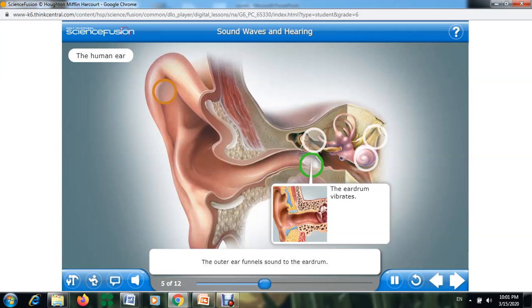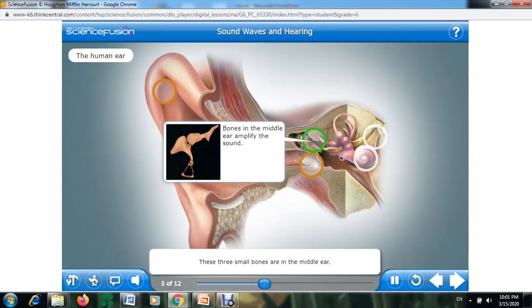The outer ear funnels sound to the eardrum. The eardrum looks like a drum that a musician plays. It works like a drum too. Sound waves cause the eardrum to vibrate. On the other side of the eardrum are three small bones. The eardrum's vibrations are transferred to these small bones.